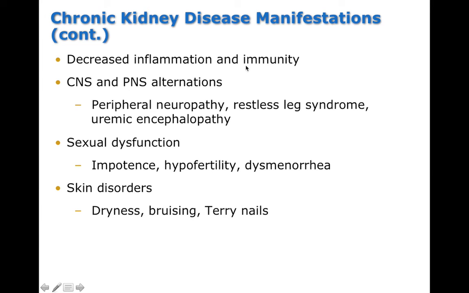Now we see a decrease in inflammation and immunity from chronic kidney disease, and this comes about from the fact that you're anemic and those nitrogenous wastes can inhibit cell division, so that the central and peripheral nervous systems become altered. You can see things like peripheral neuropathy, restless leg, as well as uremic encephalopathy, and this is essentially brain injury from nitrogenous wastes. Some sexual dysfunctions can also result from accumulation of nitrogenous waste, like hypofertility, dysmenorrhea, or even impotence. And skin disorders can result too from itching in the skin from those nitrogenous wastes.